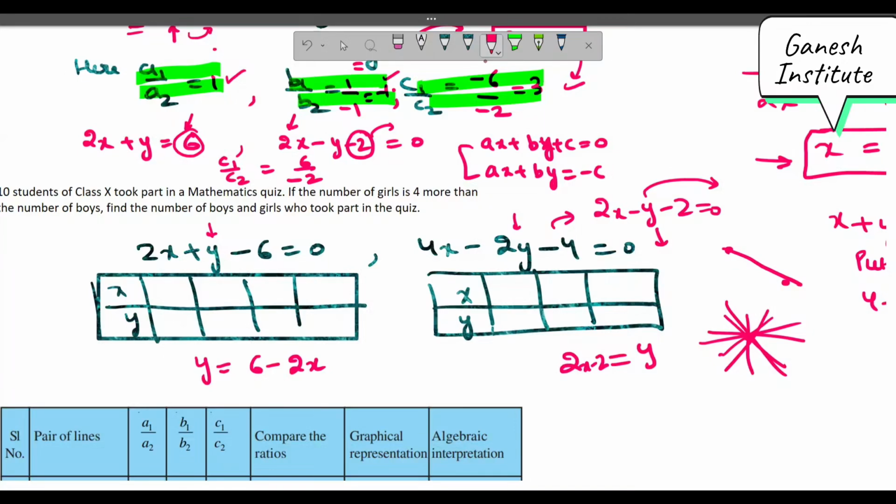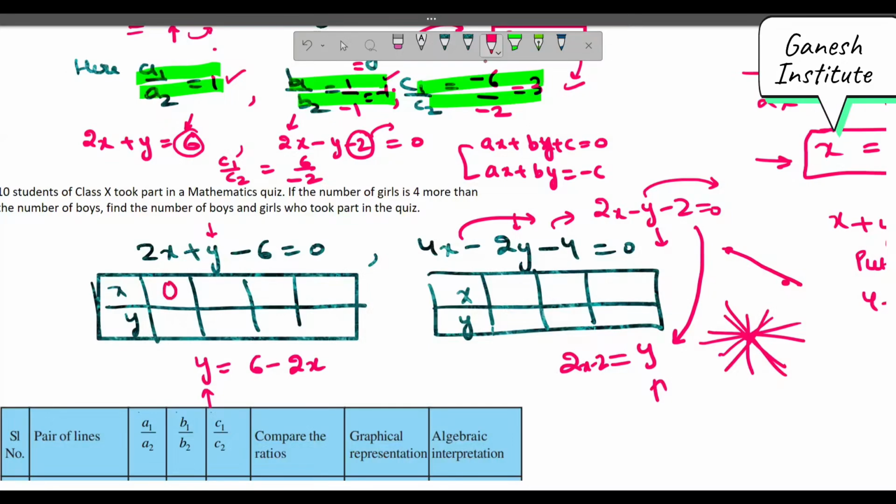No problem, continue. So I'm saying that I have simplified the second one this way, and then I'm isolating the variable. I have kept y onto the right hand side, and then 2x minus 2 on left. So this way I have the expression of one variable in the form of the other, yeah?